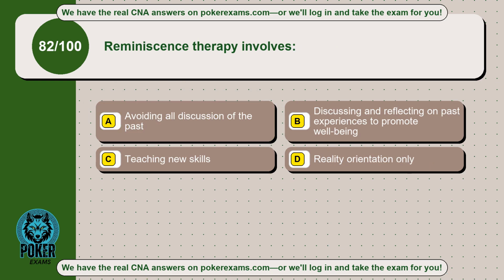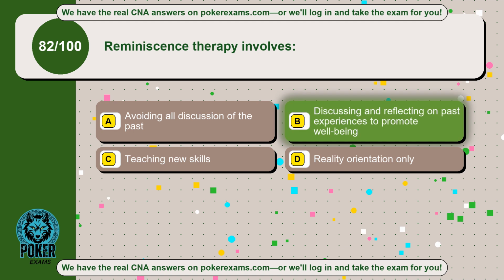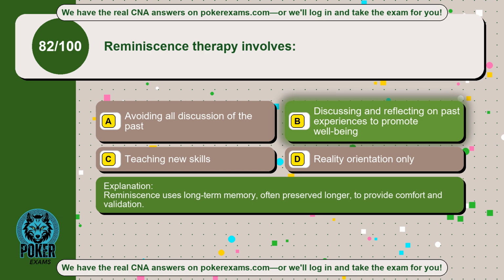Question 82. Reminiscence therapy involves: Option A. Avoiding all discussion of the past. Option B. Discussing and reflecting on past experiences to promote well-being. Option C. Teaching new skills. Option D. Reality orientation only. The correct answer is option B. Discussing and reflecting on past experiences to promote well-being. Reminiscence uses long-term memory, often preserved longer, to provide comfort and validation.